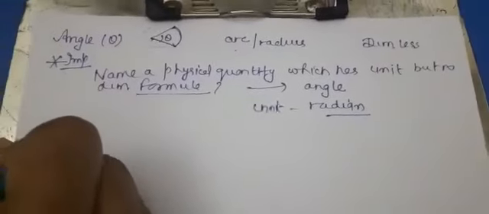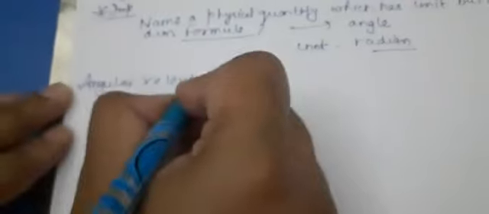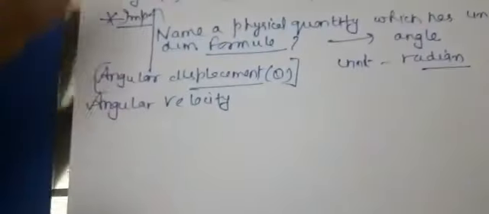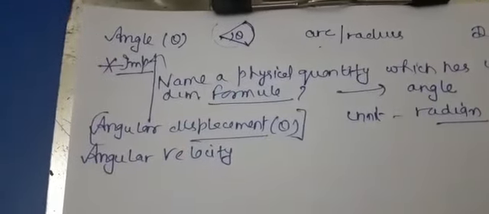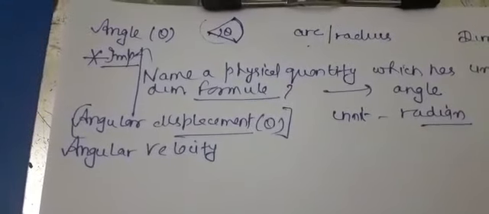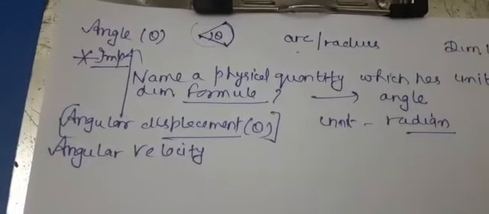Next is angular velocity. Before angular velocity, I will say angular displacement. Angular displacement is not different from angle. Angular displacement you will say, or angle you will say, one and the same thing. What is the dimension formula of angular displacement or angle? You will say that it is dimensionless, but it is having unit radian as that of angle.